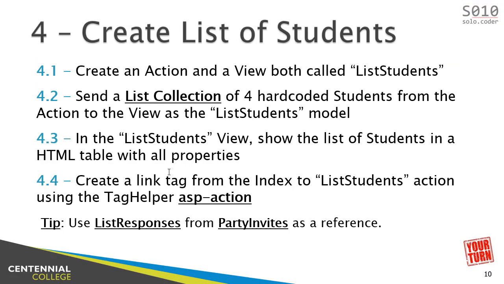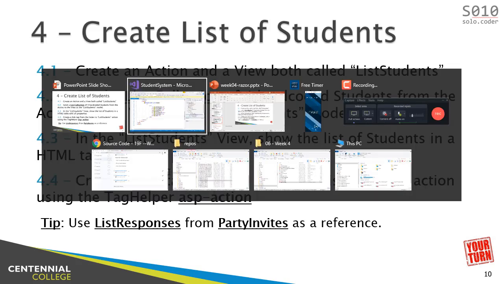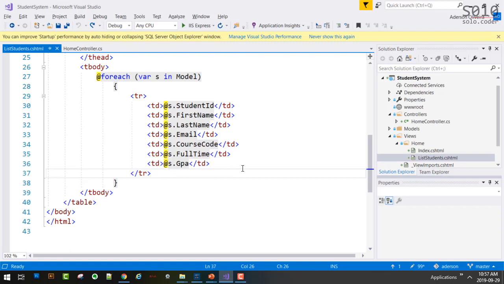Okay, so we have done 4.3. Let's jump to 4.4. Now we're going to be using the power of tag helpers. We have a bunch of tags that are going to help us build our tags, including this ASP-action. Here's how we're going to use that. We're going to use that tag in our index, because remember, index is the first view that comes up once you run the application. Okay?